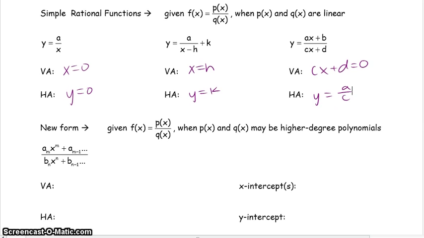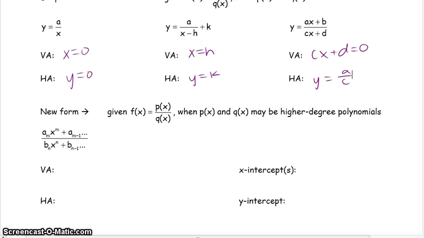So today we're learning a new form. It's given that f of x is p of x over q of x, where p of x and q of x may be a higher degree polynomial. So that's just saying that p of x or q of x could have an x squared, an x cubed, x to the fourth. It could just have an x. Our a sub m and b sub n are just our coefficients in the front, and our x to the m and x to the n are just our degrees for our numerator and our denominator. Okay?